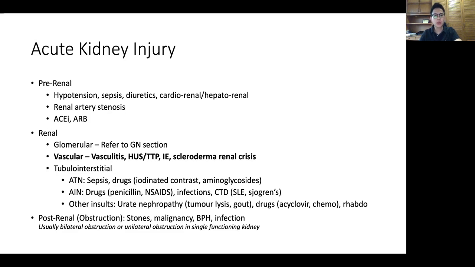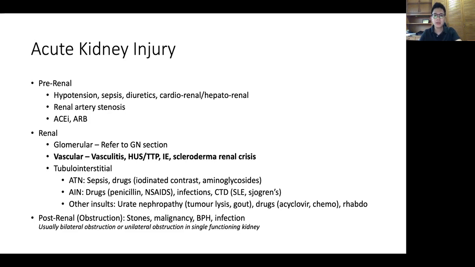And in terms of the renal causes, I think of it in terms of glomerular, microvasculature, as well as tubulointerstitial. So for glomerular, typically if there's an AKI, this is more in keeping with a nephritic picture, and we'll go through the causes of glomerular pathologies later on.